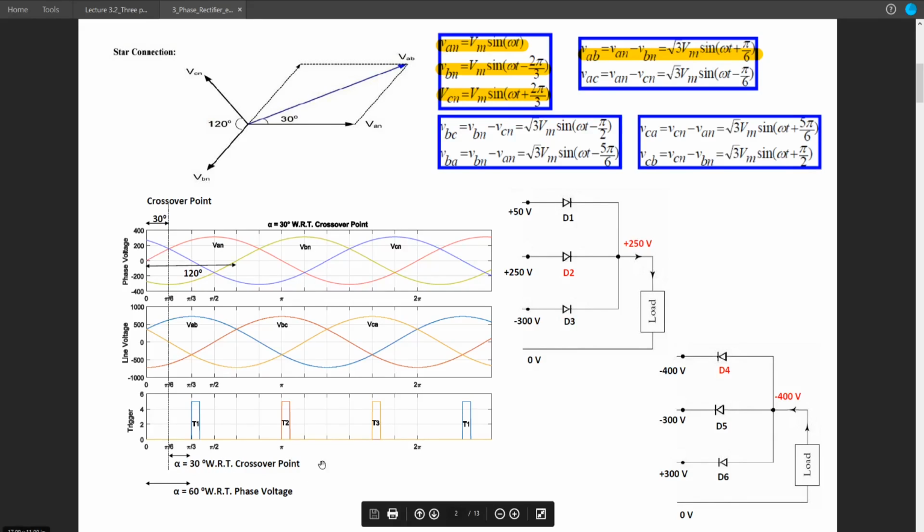So to clear up, it will be mentioned whether it is with respect to crossover point or with respect to phase voltage. If it is with respect to crossover point, we have to start calculating the firing angle from this crossover point. So in this case, it is 30 degree. In case of a phase voltage reference, we need to calculate the alpha from the beginning, or t equals 0. So in this case, it is 60 degree. So here's the controversy. We are calculating alpha from this crossover point, but we are calculating these sine waves from this t equals 0 time. So in our lecture, we will follow this crossover point referencing since it is in our textbook.